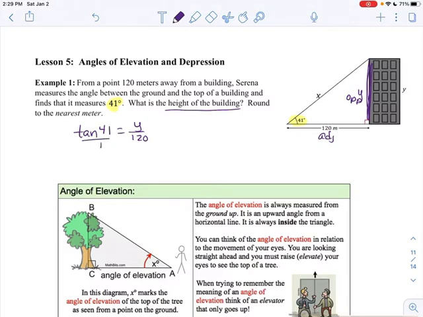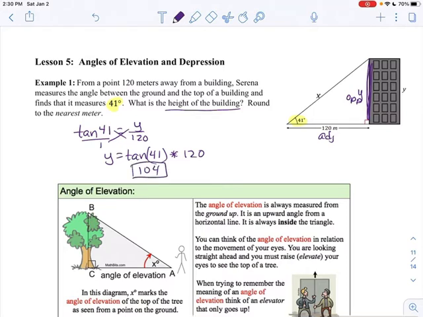I'm not trying to find the angle, I know it, so I'm going to use my regular tangent button. I put a 1 under this, cross multiply, 1 times y is y, tangent of 41 times 120. Now when you do this in your calculator, make sure your calculator's in degrees. You hit tangent 41, close the parentheses, and then times 120. All right, and that will give you 104. So that's a problem we've been used to doing.